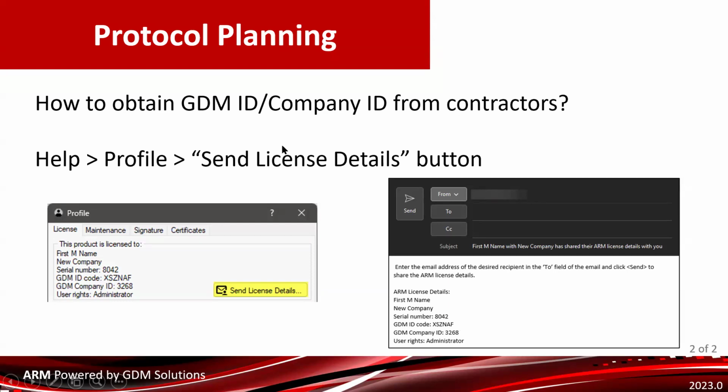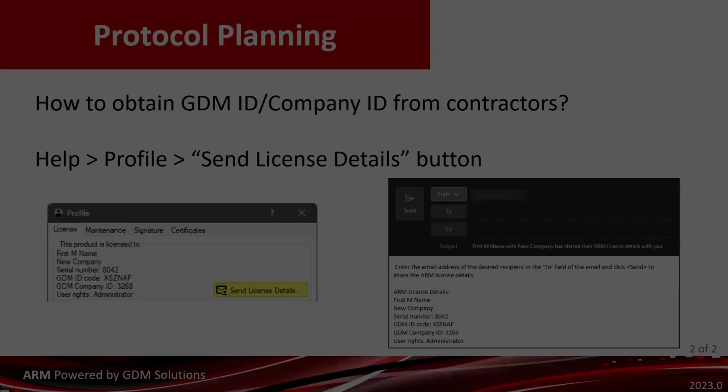fictitious identifier for licenses. All you'd have to do is request that the trialist send their license details. And all they would have to do is, under the help menu, open up their profile, and right there on their profile, there's a button to send license details. And that'll just generate an email that fills in all of the license identifiers that you would need, and they just send that to you. And now you've got that information.